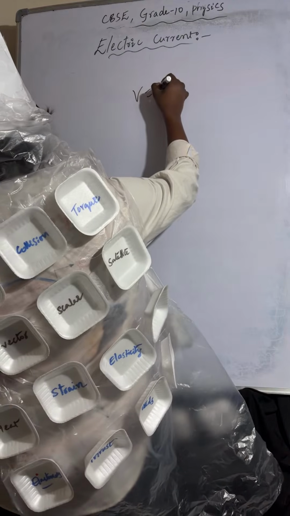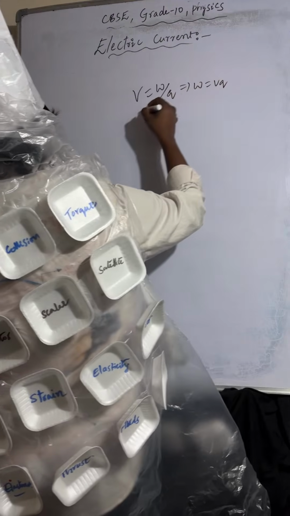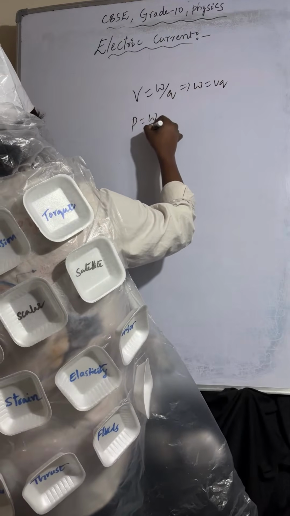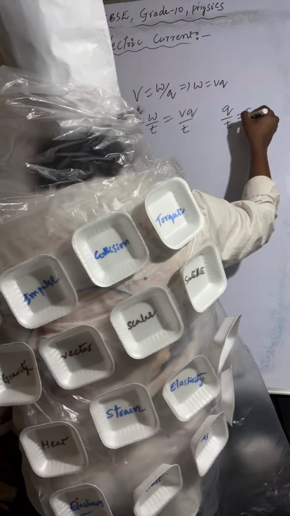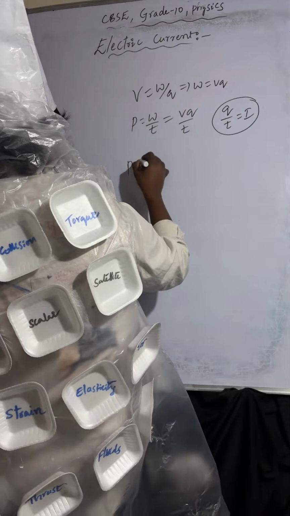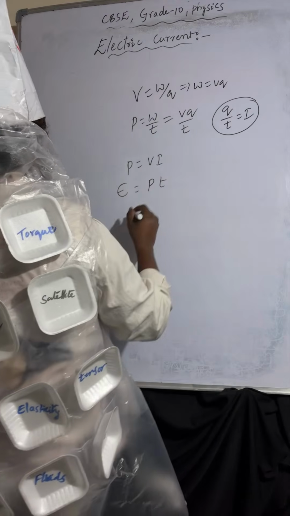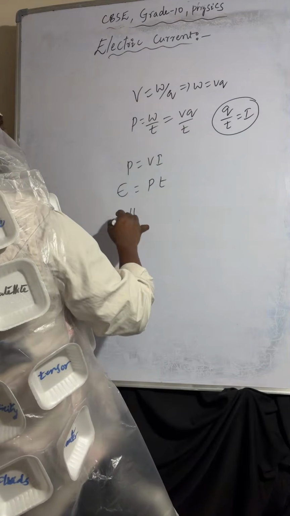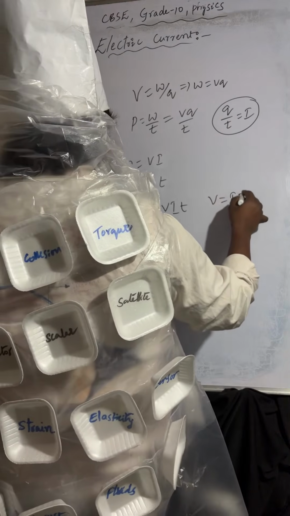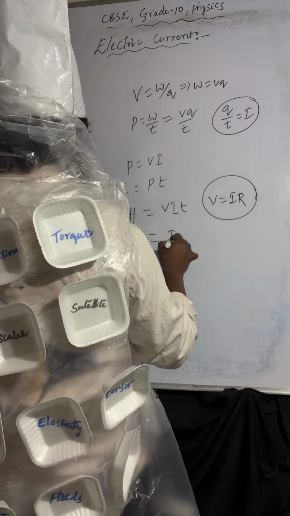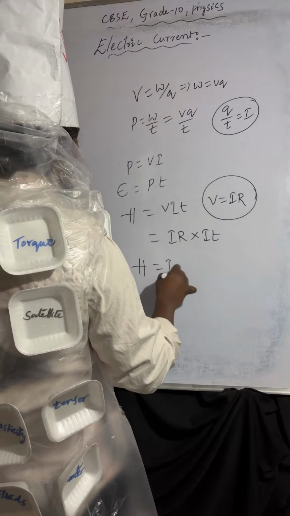So V equal to W by Q, so we know W equal to V into Q. The rate of doing work is called power, VQ by T. We know Q by T is I, so P equal to VI. So the energy given to the conductor is P into T, and whatever energy is given becomes heat. V equal to IR, so IR into I into T, then we get H equal to I square RT.